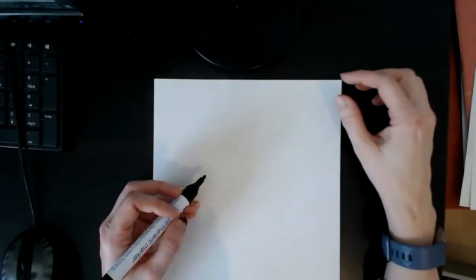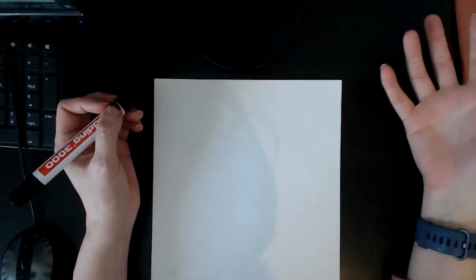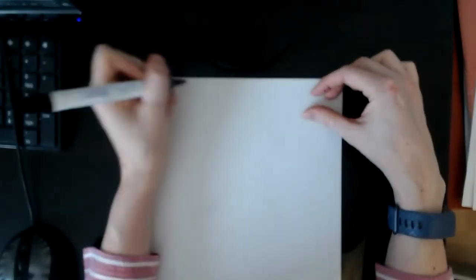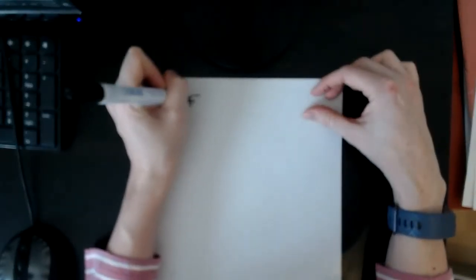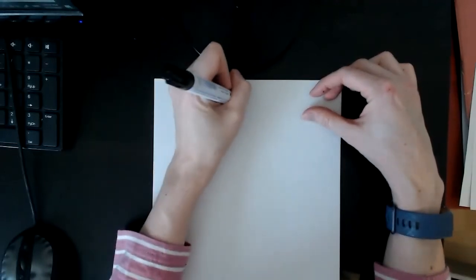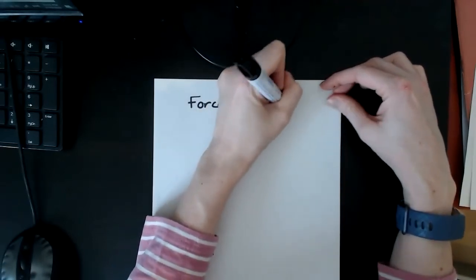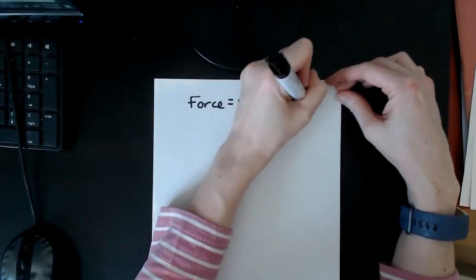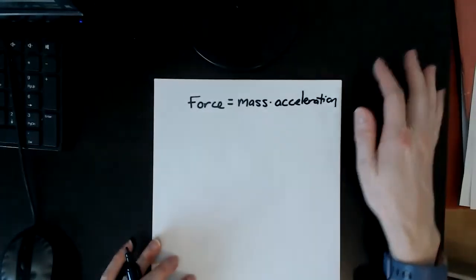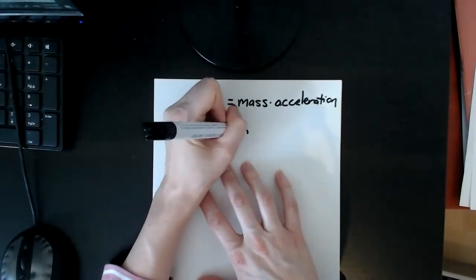Okay, so this equation actually is Newton's second law of motion. As most of you know, Newton has three laws of motion. And so the second one is that the force that something exerts is equal to its mass times the acceleration. Okay, and this is abbreviated F equals M times A.